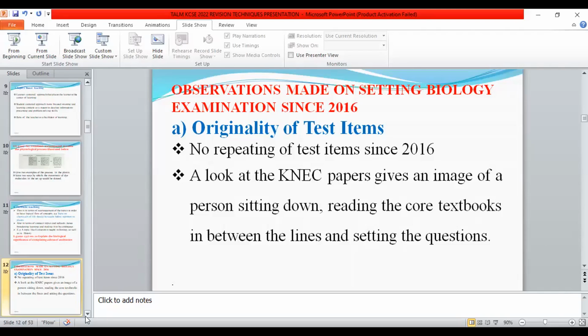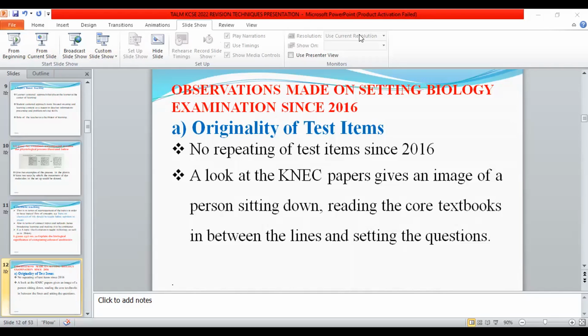So what should we tell our candidates? We must advocate to our candidates that they need to master the textbooks one after one, not cramming, but mastering the content in their textbooks one after one. Let's move to the next slide.